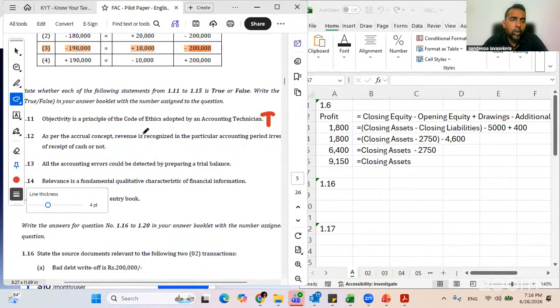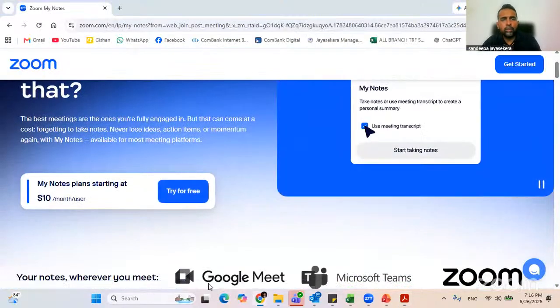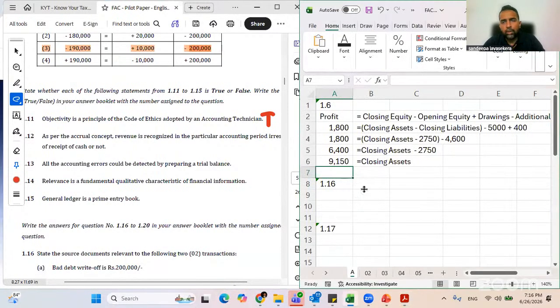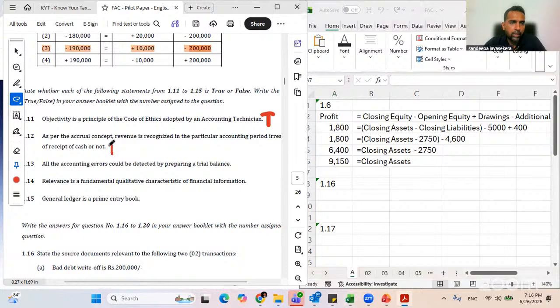1.12. As per the accrual concept, revenue is recognized in the particular accounting period irrespective of receipt of cash or not. True. Right? So, we don't care whether the cash is received or not. If the income has been incurred, we have to recognize it. So it's true.